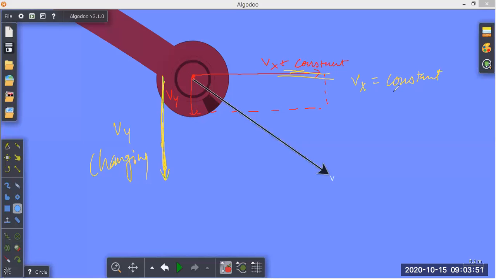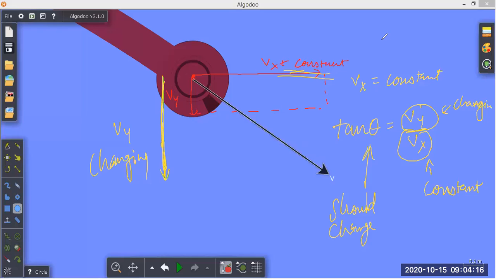So this is how the angle is changing, and I'm sure you realize why the angle should change, because tan theta is Vy upon Vx, right? If the numerator keeps changing but the denominator remains constant, obviously theta should change. This is all maths, right? This is all maths, understood?